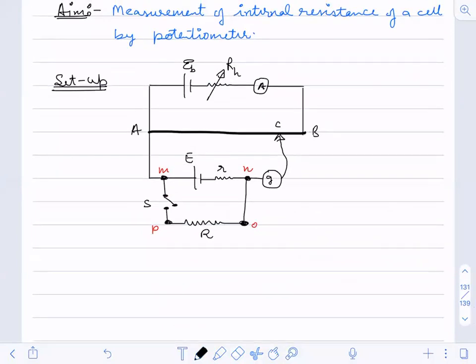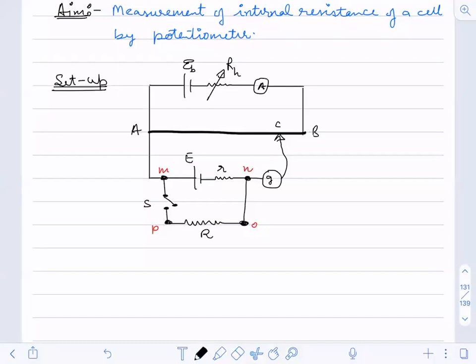What we will do, we'll just start the analysis of this now. I hope this setup is clear to everyone. Okay, now I am going to start the analysis of this.